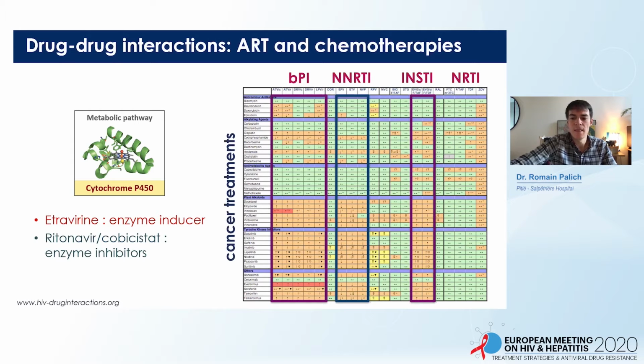virological failure. On the right, the table summarizes the drug-drug interactions between ART and chemotherapies, and you can see in purple that the main interactions are due to boosted PI or boosted elvitegravir because of ritonavir or cobicistat, and in blue due to NNRTI, except for rilpivirine and doravirine.